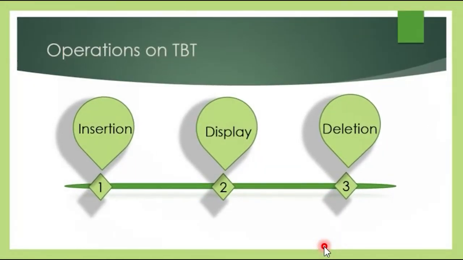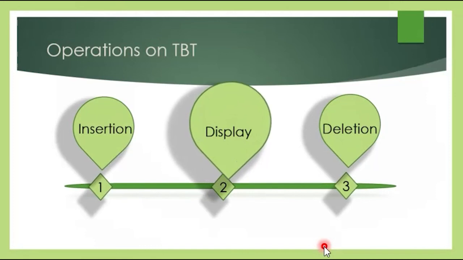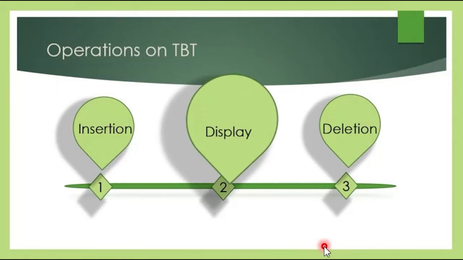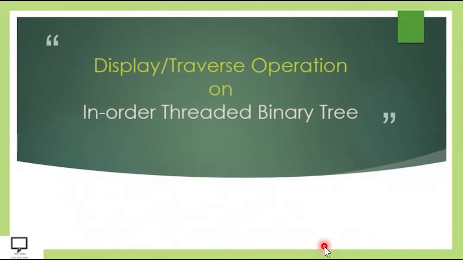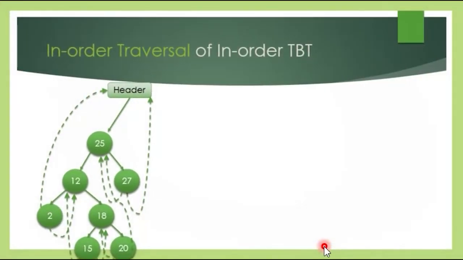Now let's focus on the next operation, which is nothing but the display operation. Display is nothing but the traversal of the binary tree or threaded binary tree. And let's consider the in order threaded binary tree which we have created previously, after insertion of 15 as a left child and 20 as a right child to 18. What we have to do? We have to start from the root node.